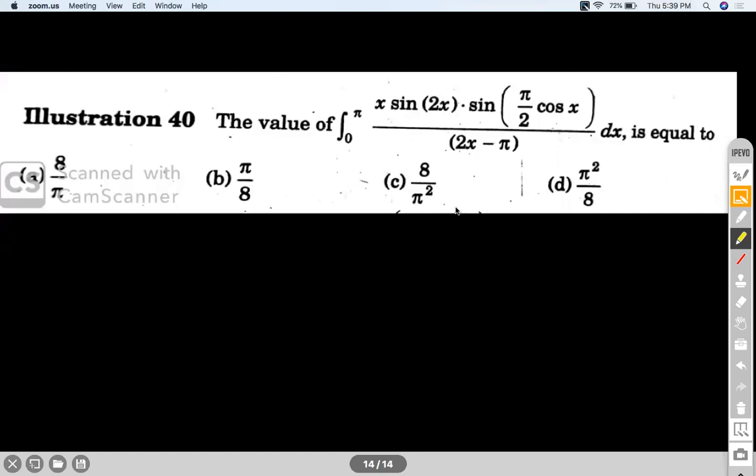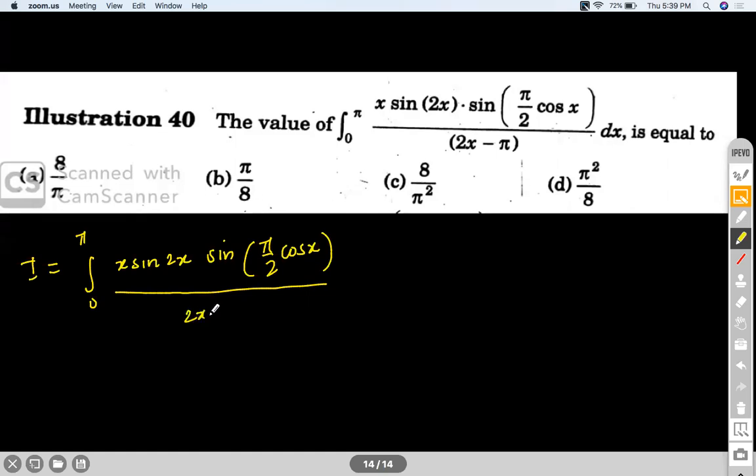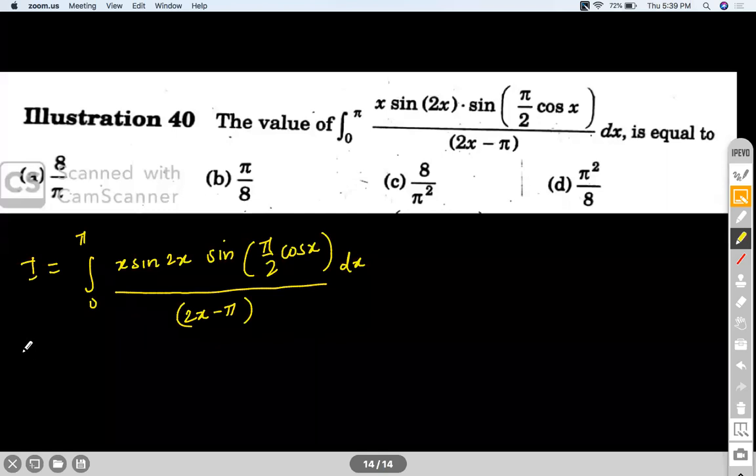Okay, let me discuss this. Everybody has tried. None of you have given the right answer. So let's call this integral I. Let's apply King's property. So by King's property, this will become 0 to pi, pi minus x.